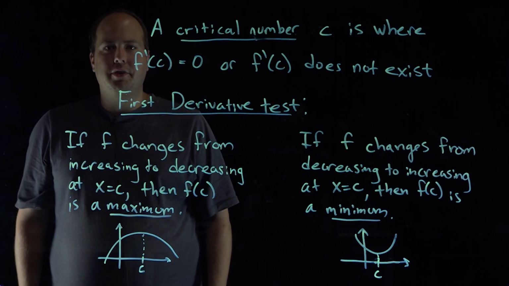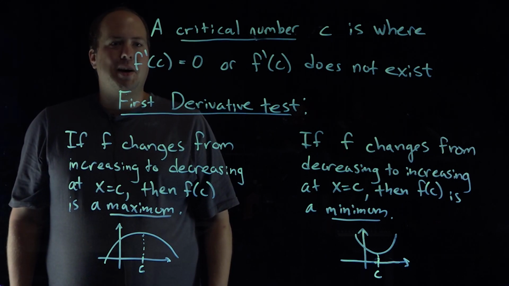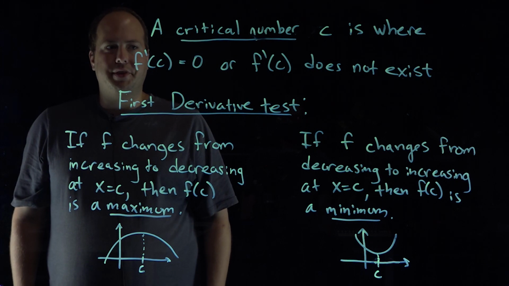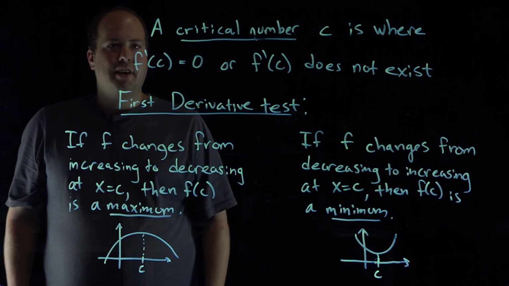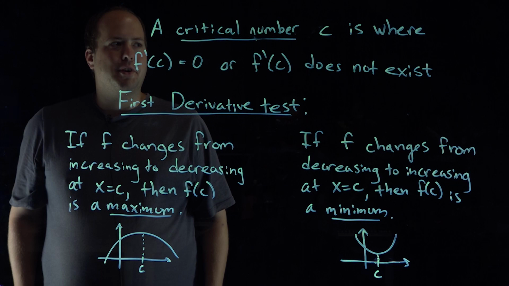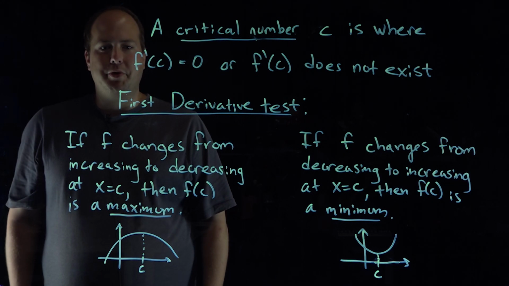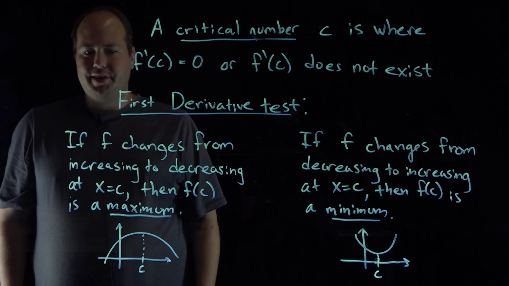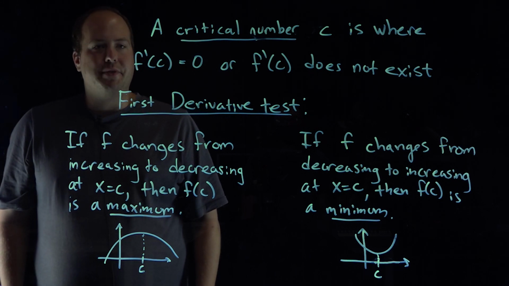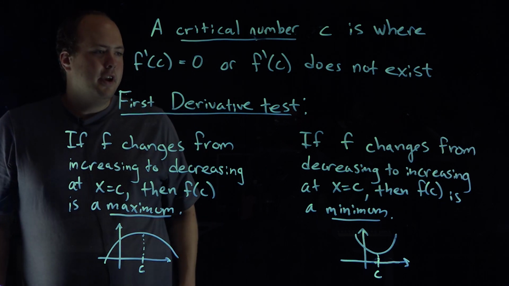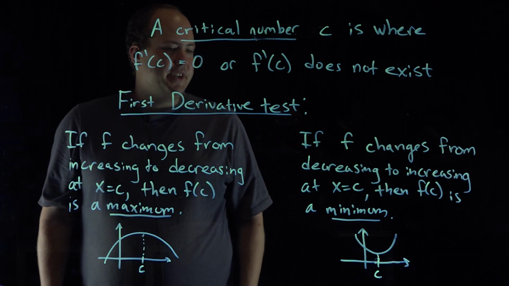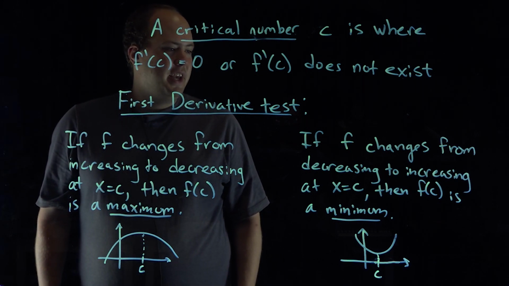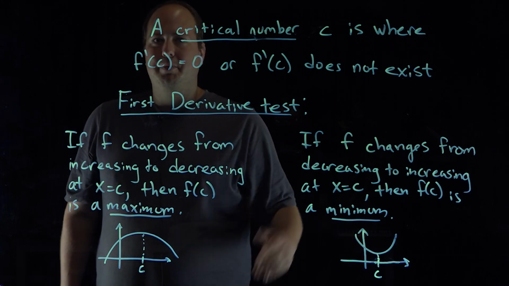We will define a critical number c where f prime of c, the derivative of f, is equal to 0 or does not exist. To determine if the critical number gives a maximum or minimum, we will use the first derivative test. If f changes from increasing to decreasing at x equals c, then f of c is a maximum, as pictured here. And if f changes from decreasing to increasing at x equals c, then f of c is a minimum, as pictured here.